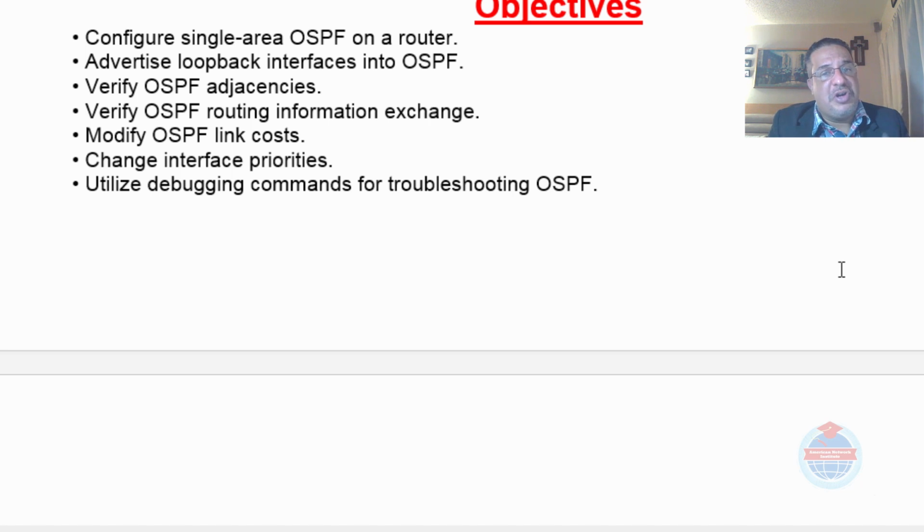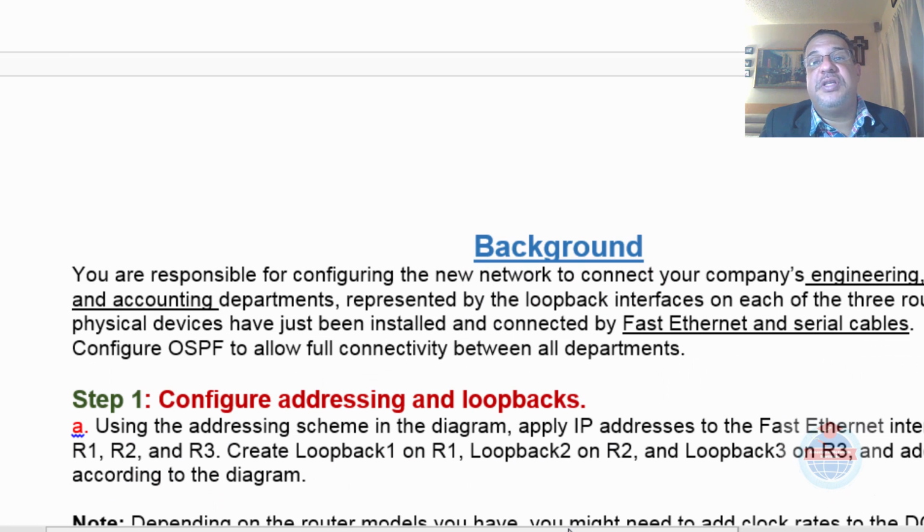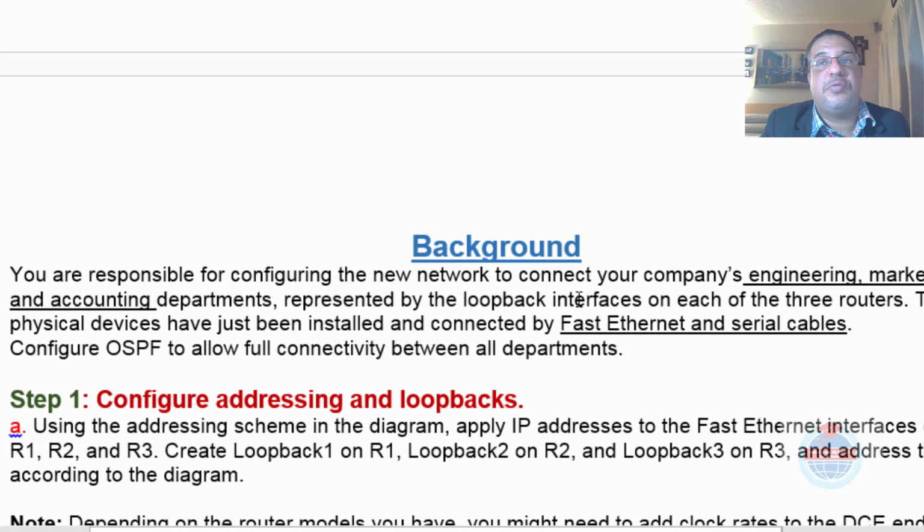So you're gonna see how each one is loading on one router from another router. Verify OSPF routing information exchange. Modify OSPF link cost. That's to make one the DR and the other one the BDR. Change the interface priorities. And utilize debugging commands to troubleshoot OSPF. Background: we're gonna be doing this for the engineering, marketing, and accounting departments, as you can see over here. We're not going to be using Gigabit Ethernet. We're going to be using Fast Ethernet and serial cable.